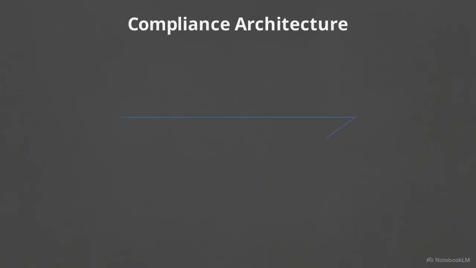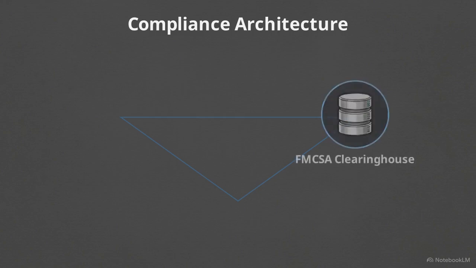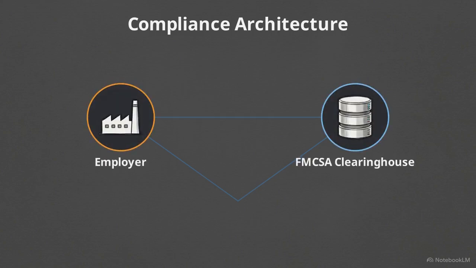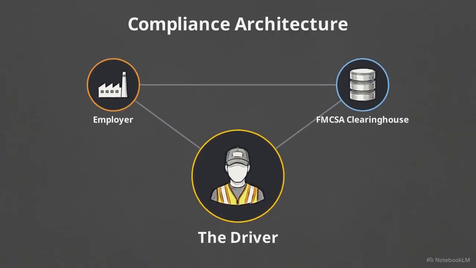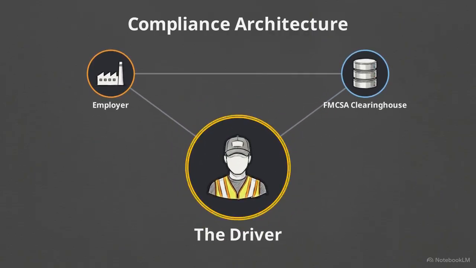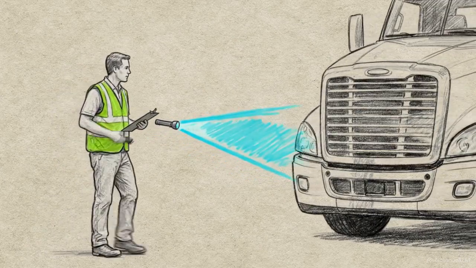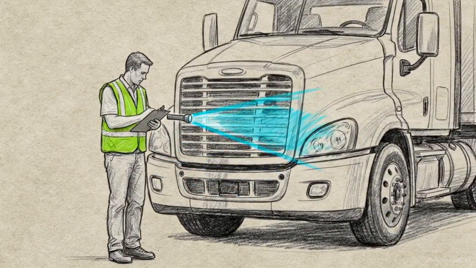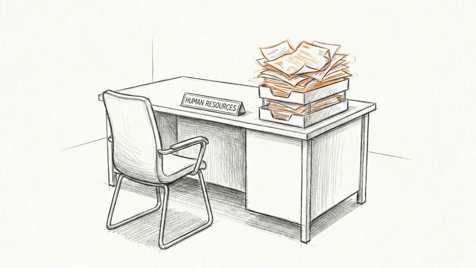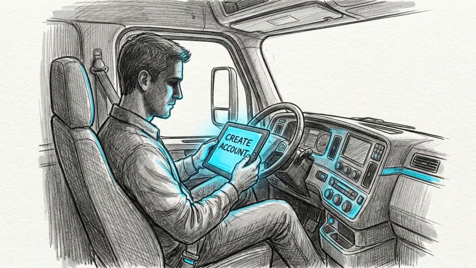The compliance architecture relies on 3 primary entities continuously interacting with the data: the FMCSA Clearinghouse, your current or prospective employer, and you, the driver. Out of these 3, you hold the ultimate agency over tracking your status. Managing this connection is a proactive operational duty. It is a core part of being a professional driver, not a passive administrative task you can outsource to an employer's HR department.